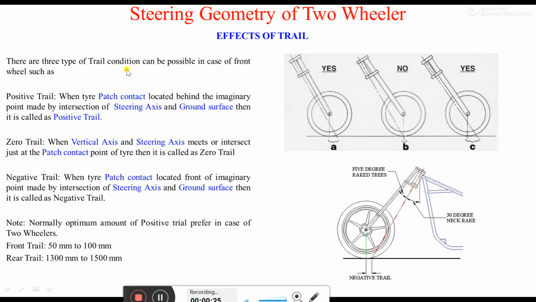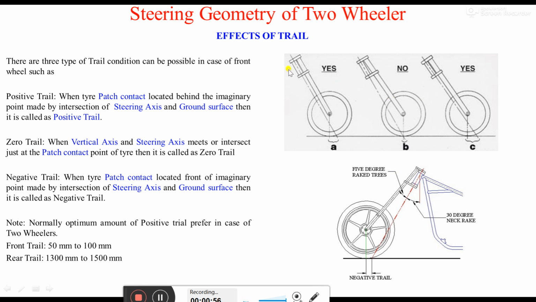So there are three types of trail condition possible in the case of the front wheel. Front wheel means the steering handlebar is located on the front wheel only. So directional stability or directional sensitivity will depend on the front wheel only. So the front ground trail plays a very important role for the directional stability and the sensitivity. In case of the front ground trail there may be three cases.